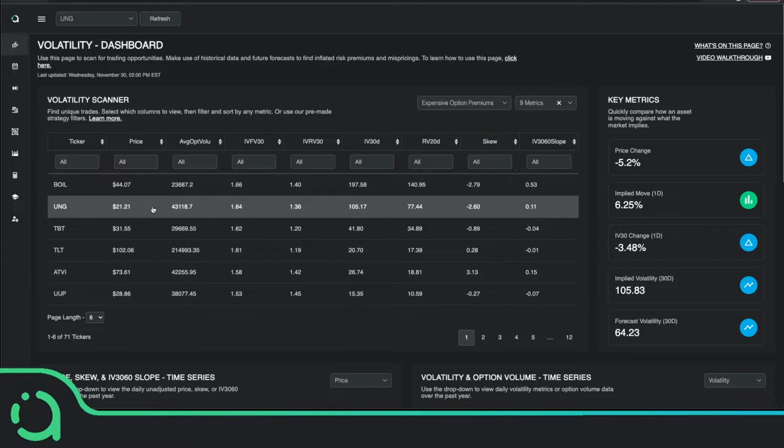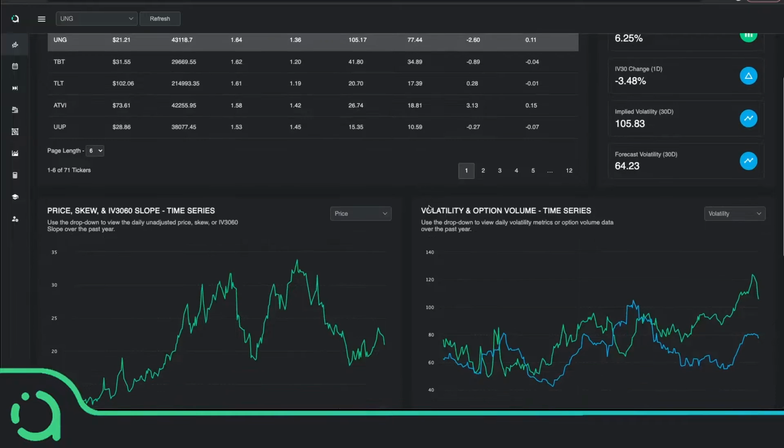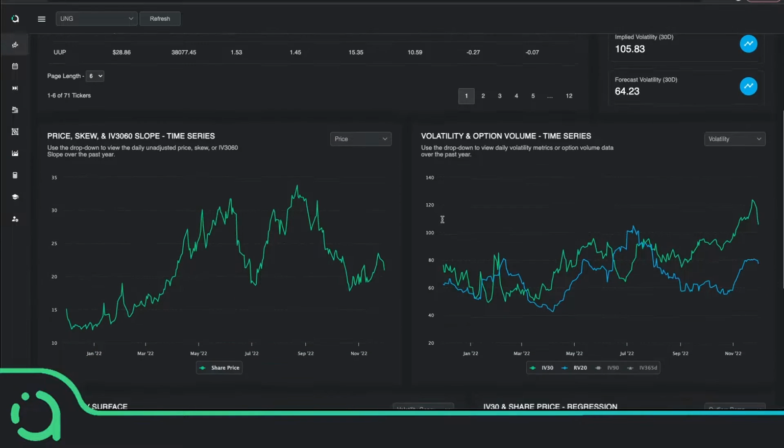So for this stock, the first thing we're going to do is take a look at the volatility time series. What I want to see here is either a consistent spread between the implied and realized volatility, or a spread that has recently opened up. I also like to see that the realized volatility line is on a downtrend, because this means that volatility we have seen in the last few days is declining.